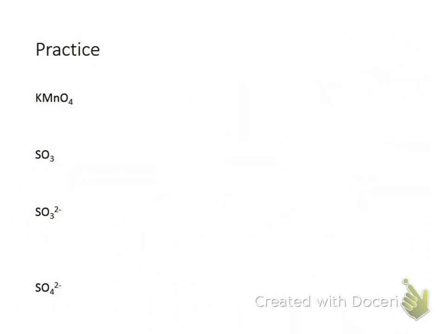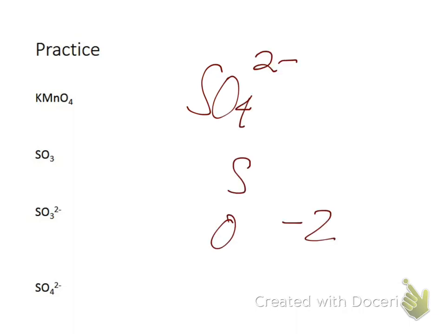Correct. Okay. So now let's do SO4, which is a 2 minus. So sulfur, oxygen. Oxygen's a negative 2. I have 4 of them, so that would be a negative 8. So I need a plus 6 to make the whole thing be a negative 2. Let's do 1 or 2 more because I feel like y'all are still struggling.